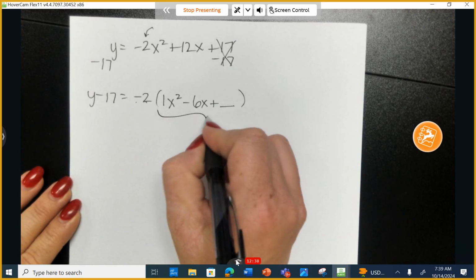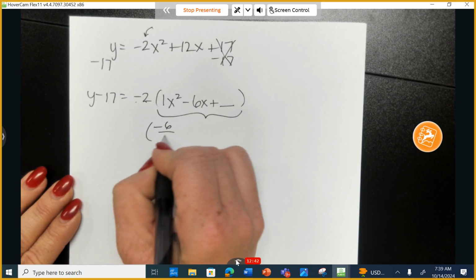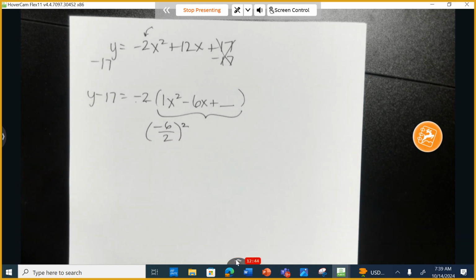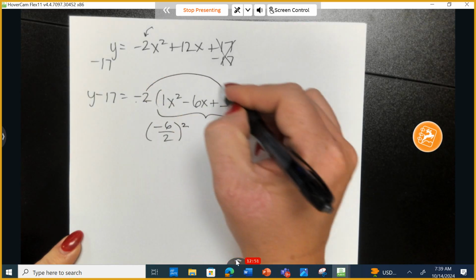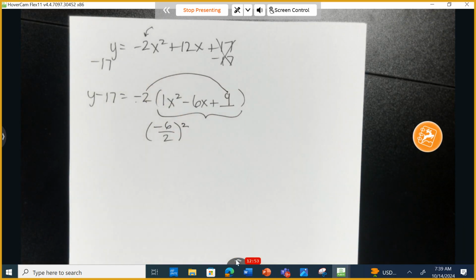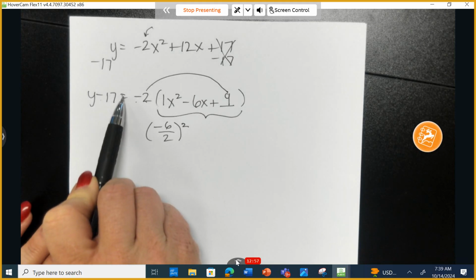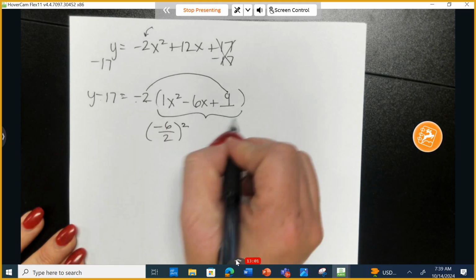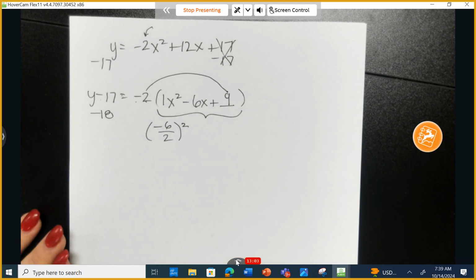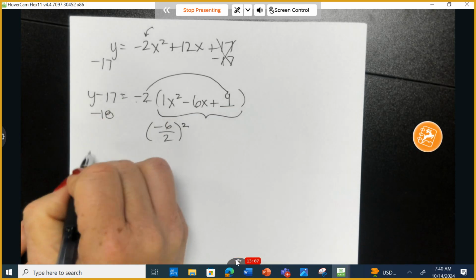This is the trinomial that I'm focused on. And I'm going to take the b value, including the sign, divide it by 2 and square it. So negative 6 divided by 2 is negative 3. Negative 3 squared is positive 9. But I did not just add positive 9 to the right. In fact, I added a negative 18. To keep the left and the right balanced or equal, if I added a negative 18 to the right, I must add a negative 18 to the left as well. So the right and the left both received a negative 18.